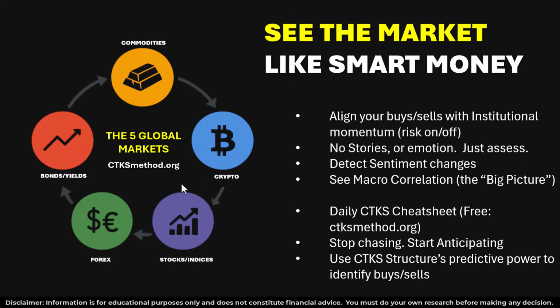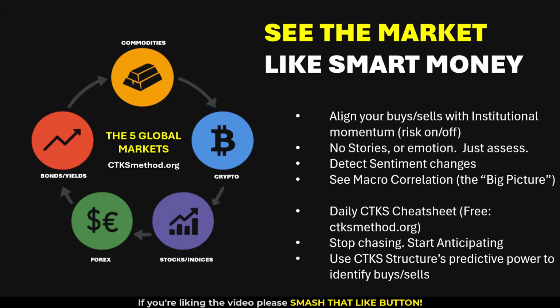In this video, I'm going to help you to see the market like smart money and align your buys and sells with institutional risk-on or risk-off momentum. No stories or emotions, just assessments. You'll be able to detect sentiment changes across macro correlation, seeing the big picture.